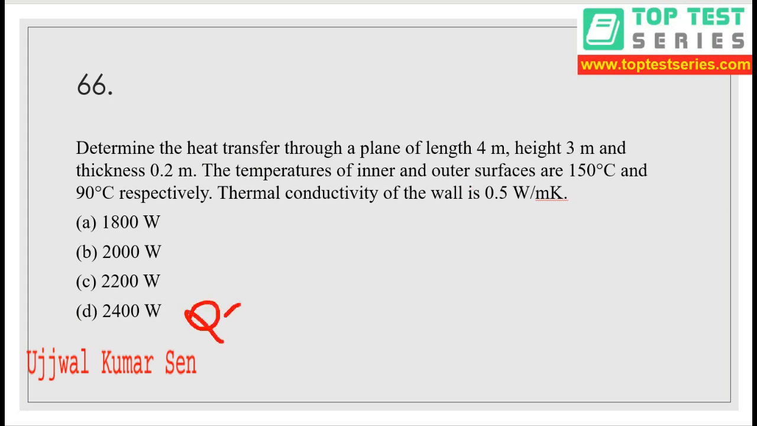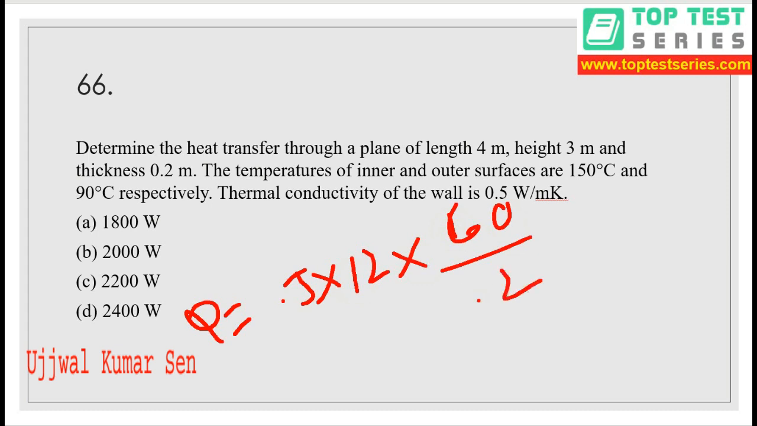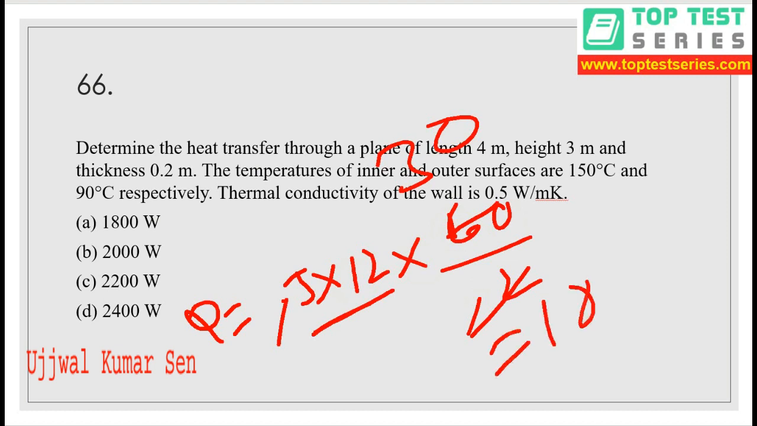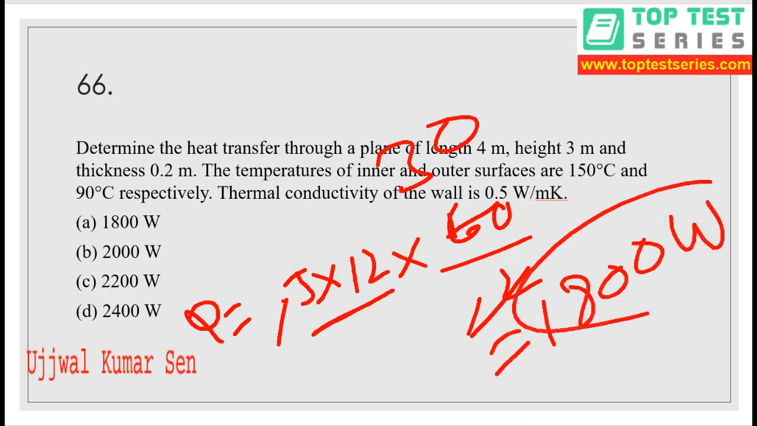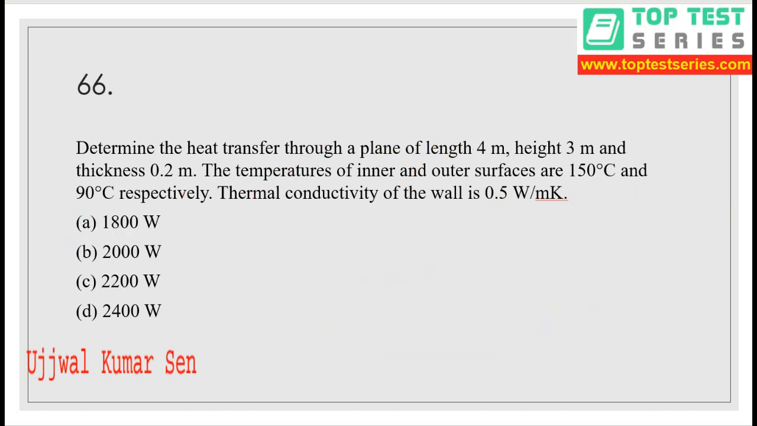So Q is equal to what? K, that is 0.5. A, that is what, my dear, 12. dT is what? 60. Divided by dx, what is it? 0.2. This is the case, right? So in this case, this cancels out and this one is 30, right? So 12 multiplied by 5 is what, my dear? 60. 60 multiplied by 30 is equal to 1800. So it is 1800 watt, right? Therefore, my dear, option A is the correct answer for this question.